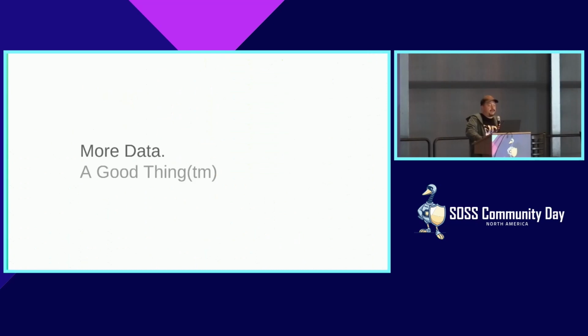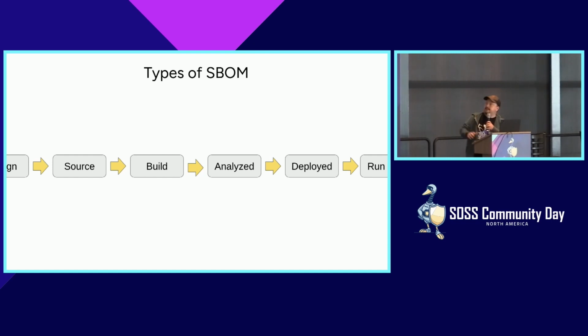And in fact, if you think about this, having more data about the software that we're running should be, quote unquote, a good thing, because having more data lets us have a more complete picture of the software that we're running. But having multiple SBOMs has been proven to be kind of problematic because of some basic problems that we have. Let me give you an example.